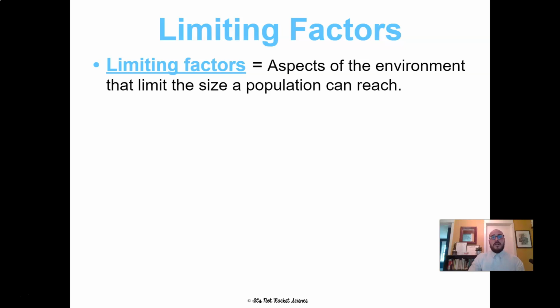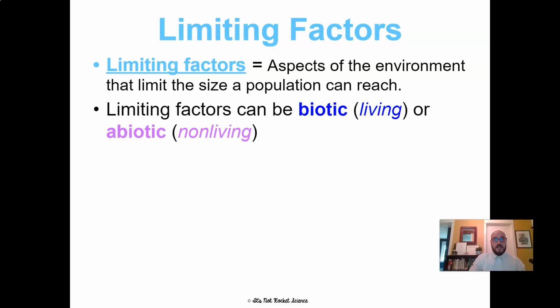Okay, so limiting factors, these are things that are going to affect the carrying capacity in a certain environment. We can classify these as biotic or abiotic. So maybe a limiting factor could be abiotic, like there's not enough water in an area, so that's going to lower the carrying capacity. If you think about a desert versus a rainforest where there's a lot of water, that's going to have a very high carrying capacity.